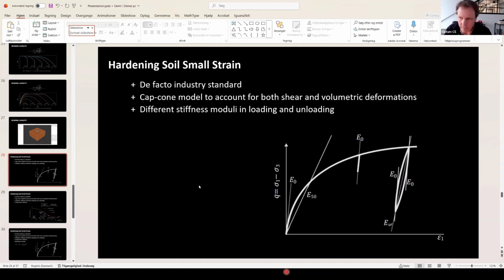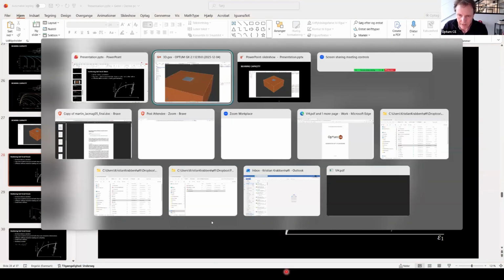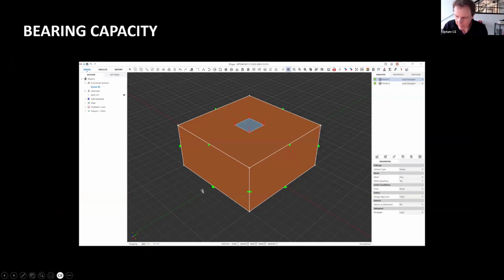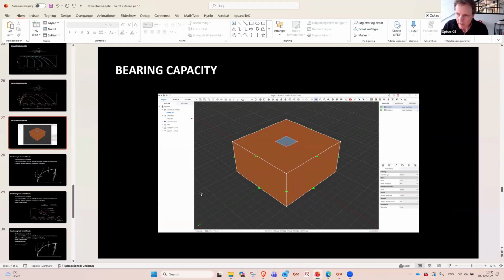But settlements is also something that needs to be considered, of course. And there are different models that would be relevant for settlement analysis depending on exactly what kind of material you're dealing with. So I talked about Cam-clay last time with consolidation. That would be a relevant model.